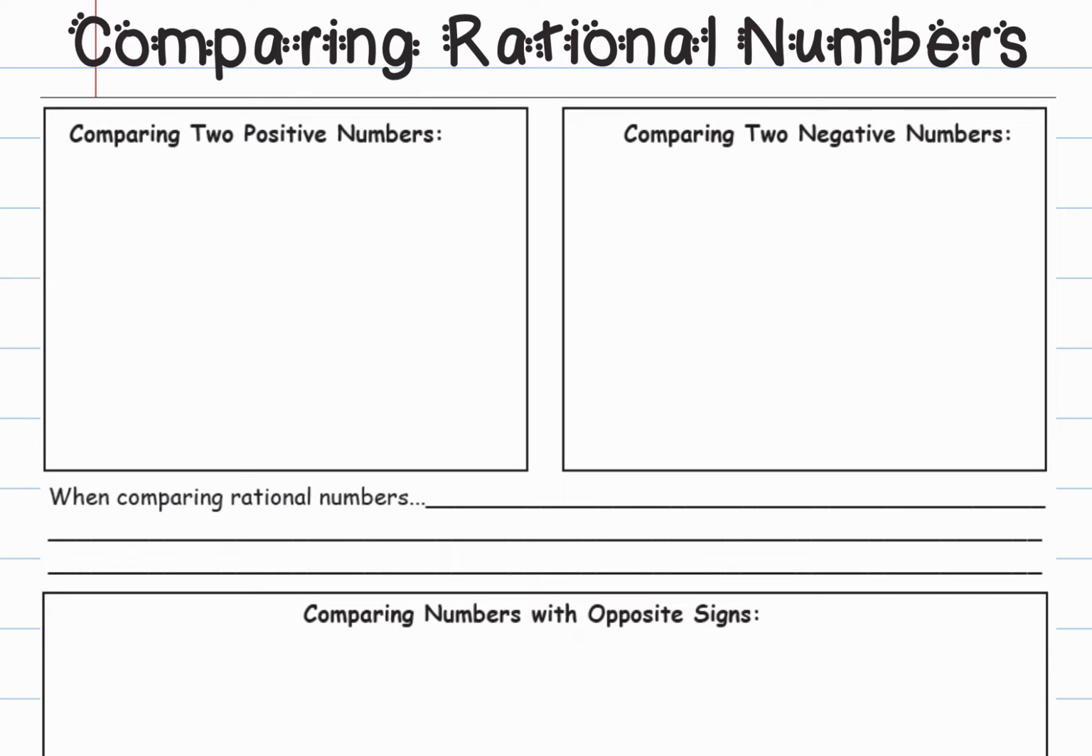In this lesson, we're going to look at comparing rational numbers. We're going to look at comparing rational numbers using symbols and also how to compare them by writing them in order from least to greatest and how we can do that using a number line. So first, let's look at how we compare rational numbers.